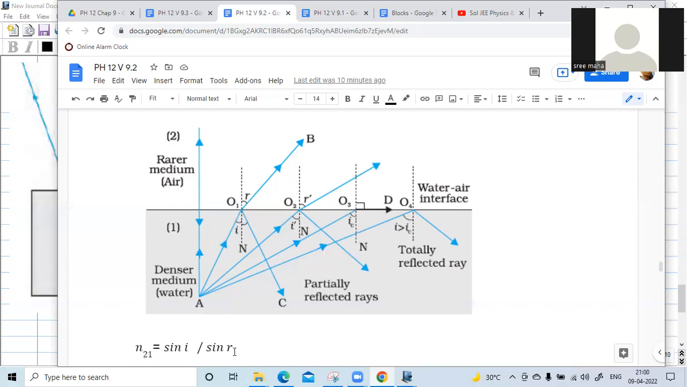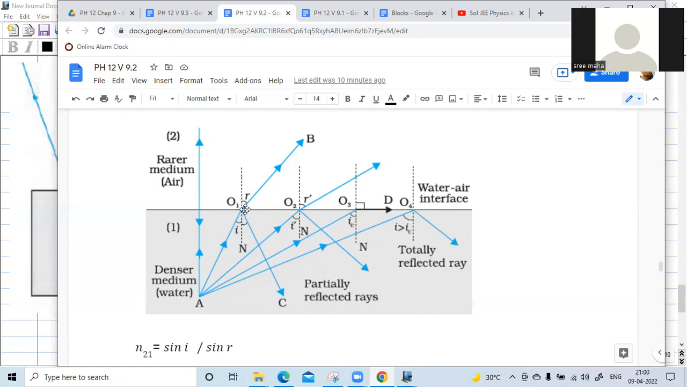Because here I is less than R, because R is moving away from normal. So this particular point is a critical point. After that, if I still increase I, there won't be any refraction. It will be fully reflection. It's called total because all the light rays are getting reflected.